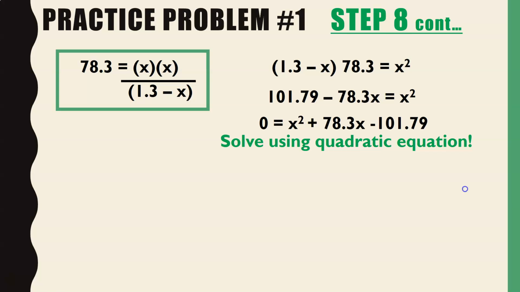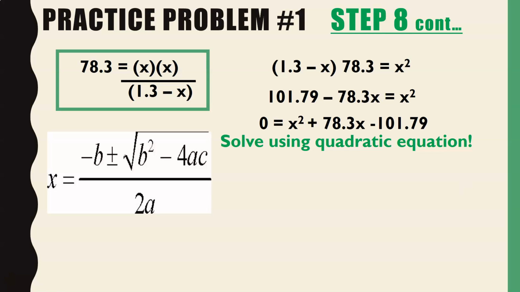Yuck. Okay, so remember from math class, if you want to solve a quadratic equation, you got to use this crazy, horrible formula. Our equation is in this format, ax squared plus bx plus c. So I have to look here and say, okay, a would be 1, b would be 78.3, and c would be negative 101.79.